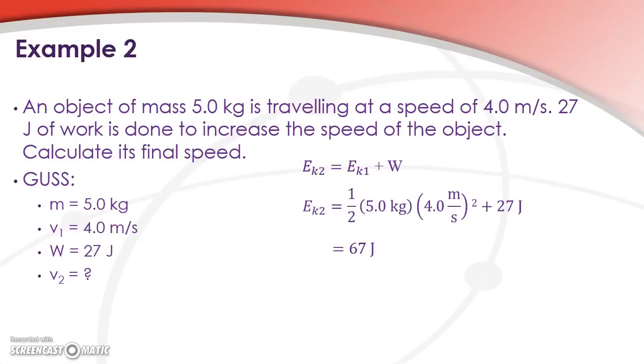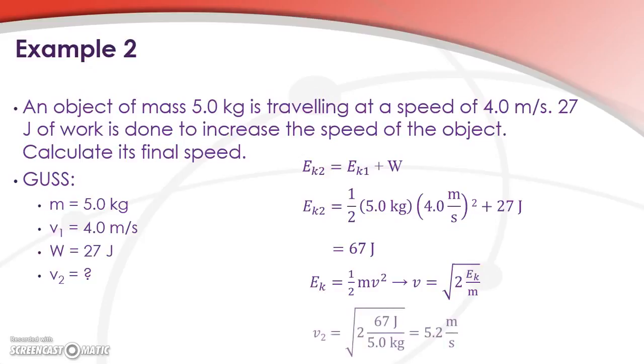Now from there we can do simple algebra using kinetic energy equals 1/2 m v squared to solve for v. v equals the square root of 2 times Ek over mass. And substituting in, our new velocity is 5.2 meters per second.